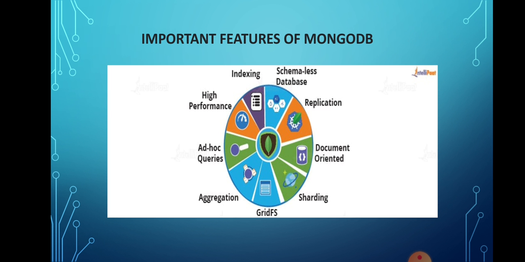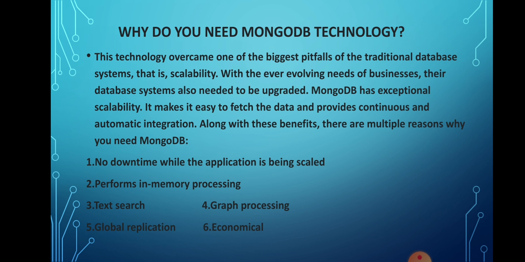Now we will discuss important features of MongoDB. Important features of MongoDB are indexing, schema-less database, replication, document-oriented, sharding, GridFS, aggregation, ad hoc queries, and high performance. Now we will discuss why you need MongoDB technology.